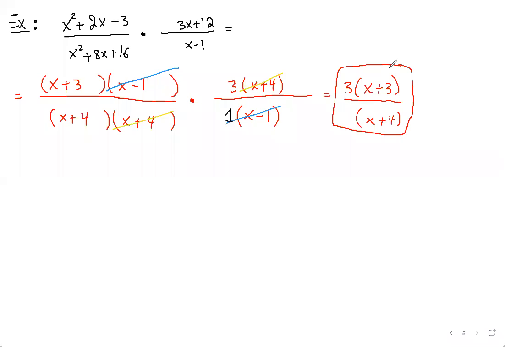Why don't you just multiply the 3 times x plus 3? So it could be 9, so it could be like 3x plus 9. Yeah, I can do that, yes. We can distribute the 3 inside the parentheses, and that gives me 3x plus 9 over x plus 4. So both answers would have been correct. Yeah, both of them are correct. Okay.